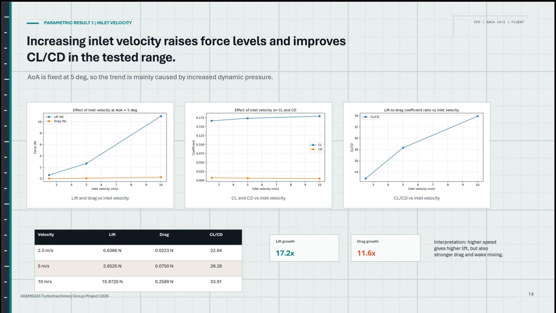This slide shows the effect of inlet velocity. It happens because higher velocity gives higher dynamic pressure, so the CL over CD value also increases from 0.84 to 33.91. So the airfoil performance improved in the tested range, but the wake and turbulence also become stronger.